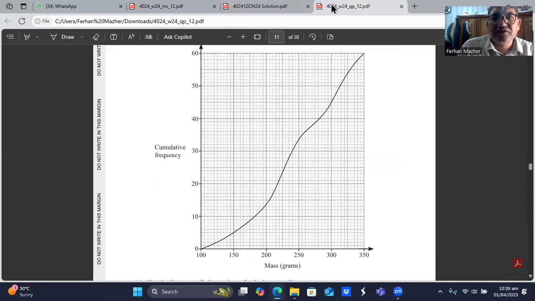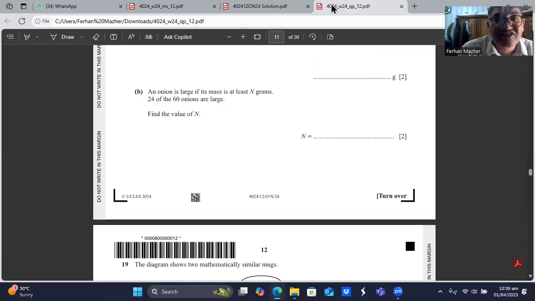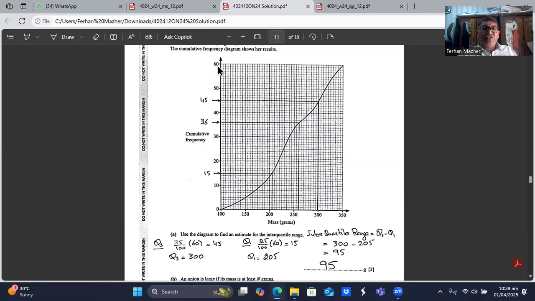Okay, so the next part, B, says an onion is larger if its mass is at least n grams. At least means this much and more than this. 24 of the 60 onions are large. Find the value of n. Okay, so the large onions are 24. So from the top, from 60, I will come 24 downwards, and that will be 36.